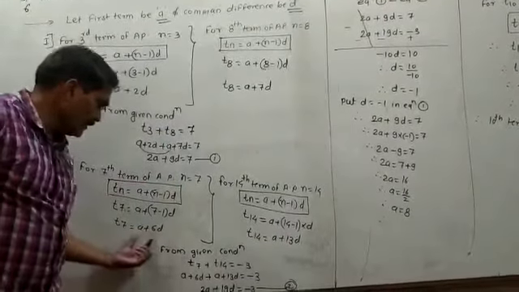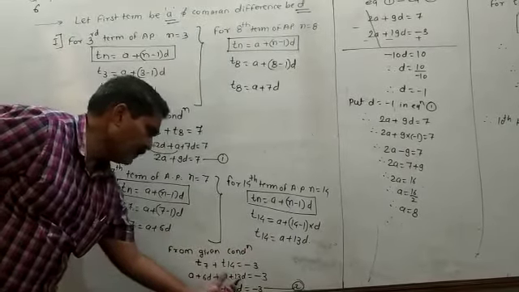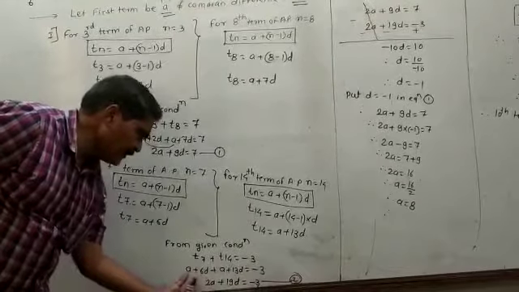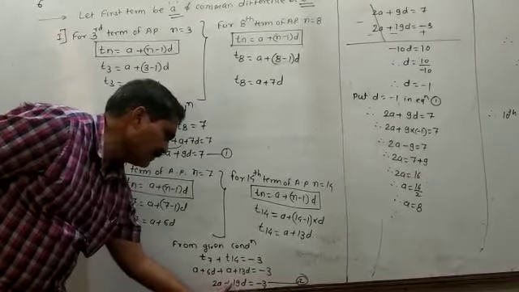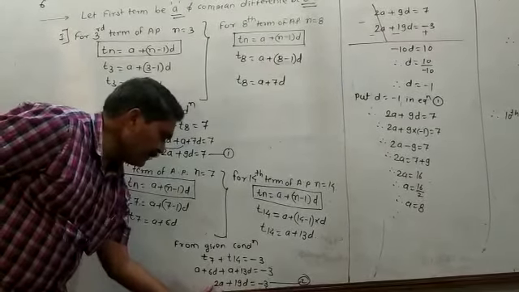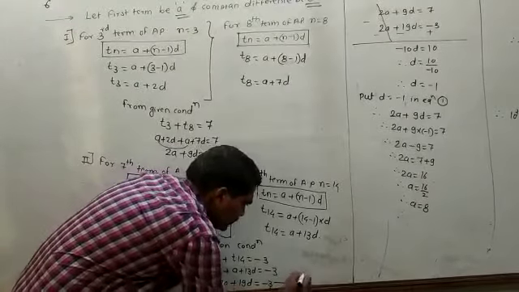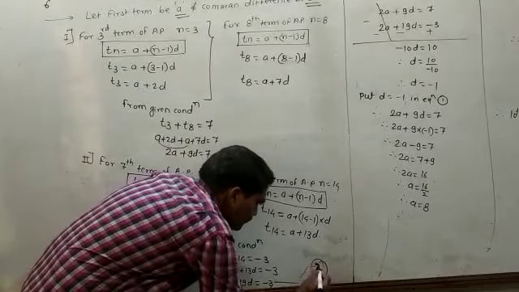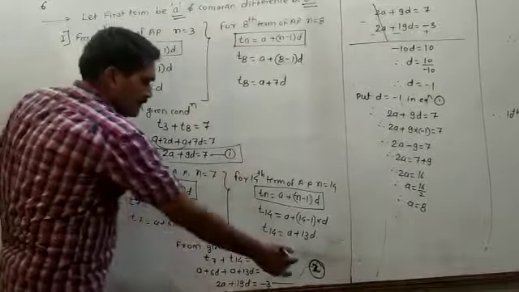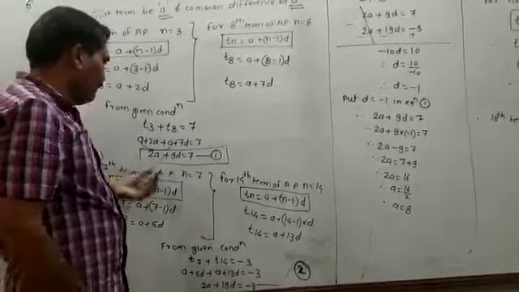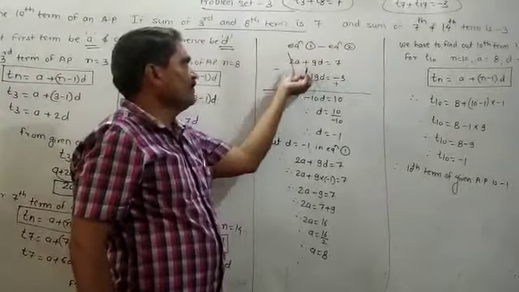So, from the condition, the 7th term plus the 14th term is equal to minus 3. So, A plus 6D plus A plus 13D is equal to minus 3. You add this A with this A, which gives 2A. You add the D terms, 6D plus 13D is equal to 19D. From that, 2A plus 19D is equal to minus 3. This is equation 2. So, you have to utilize equation 1 and equation 2. If you want to find out A and D, you have to do equation 1 minus equation 2.